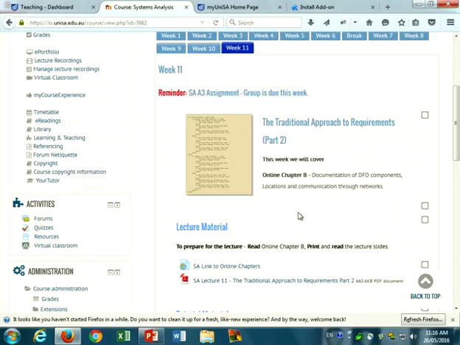Okay, so good morning. Yes, we're still morning. Morning, everyone. So today we're going to be looking at the second half of the traditional approach to requirements.